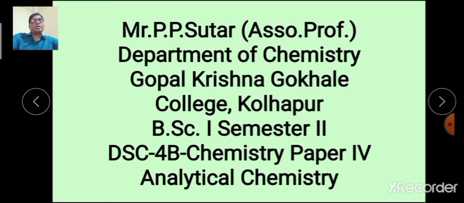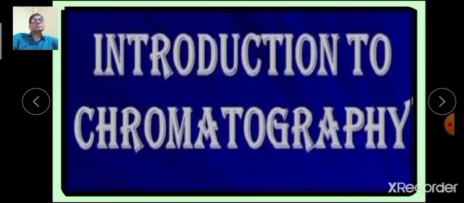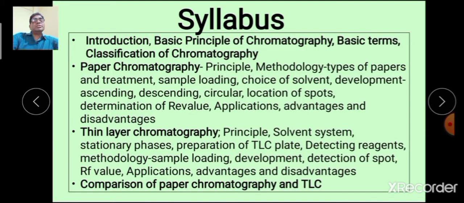In this semester, you are going to learn two papers again: paper 3 of Physical Chemistry and paper 4 of Analytical Chemistry. From this paper 4, I am going to teach you chromatography. This is the syllabus. It includes introduction, basic principles of chromatography, the terms used in chromatography, classification of chromatography, paper chromatography in detail, thin layer chromatography in detail, and finally comparison of paper chromatography and TLC.